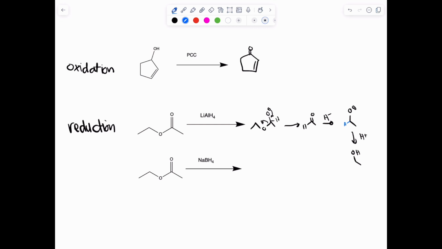And if we draw in all of our implied hydrogens, you can see that the starting material started with no hydrogens, and then the intermediate had 1 hydrogen, and the final had 2 hydrogens, so this is in fact a reduction. If we were to replace the lithium aluminum hydride with sodium borohydride, there would be no reaction because sodium borohydride is not a strong enough reducing agent to react with esters or carboxylic acids.